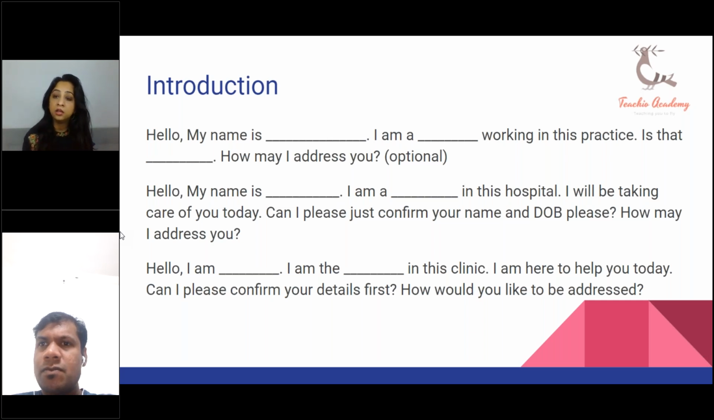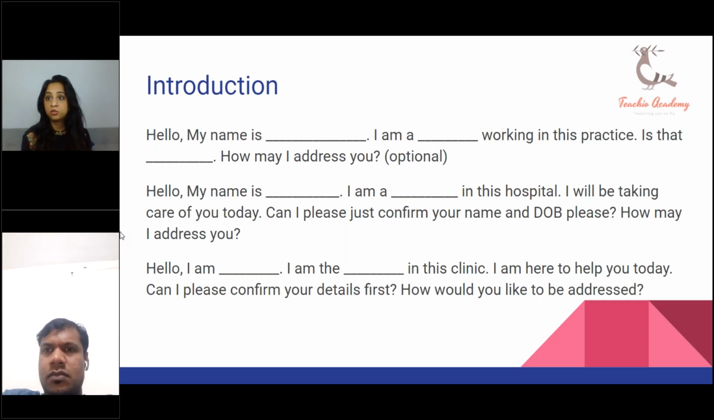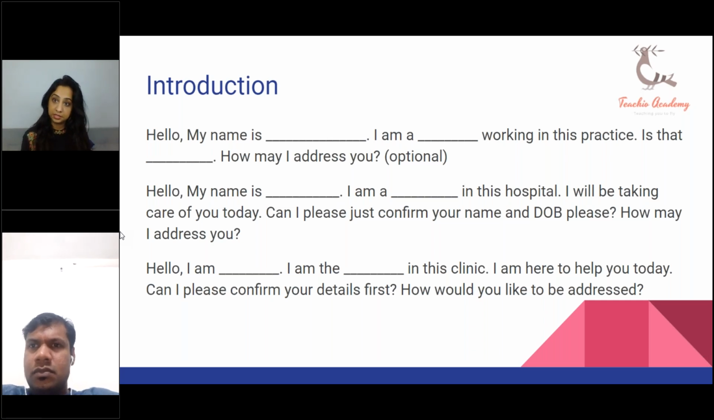Now you might have another example when the patient is new to you and the patient is in your hospital or in your clinic. So then you're going to say, hello, my name is dash. I am a medical doctor or a registered nurse in this hospital. Full stop. I will be taking care of you today. If you're admitting a patient, you might change that to, I will be taking care of you while you're in this hospital. All right. So just note down that sentence, I will be taking care of you while you're in this hospital. Full stop. Can I please just confirm your name and date of birth, please? If this is the first time that you're seeing this patient, you can put in this line, can I please confirm your name and date of birth, please?